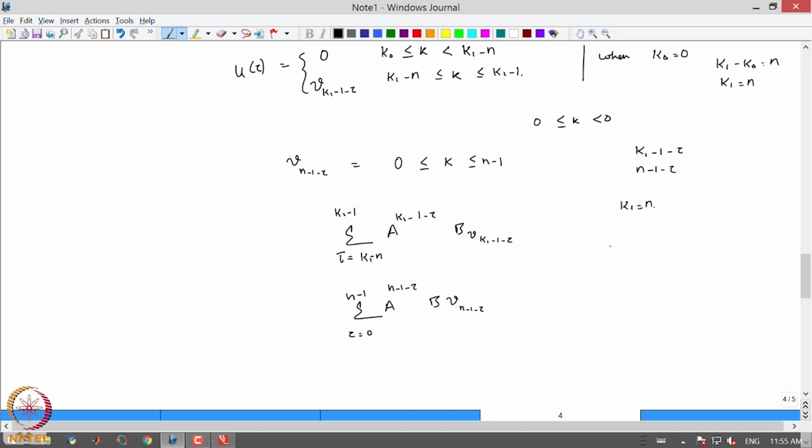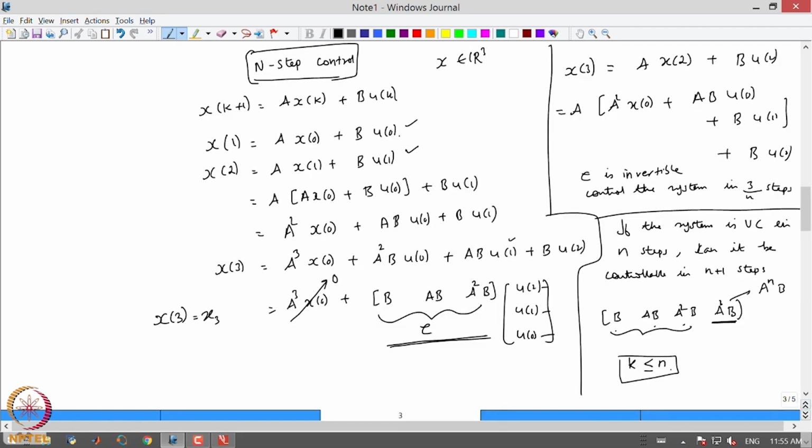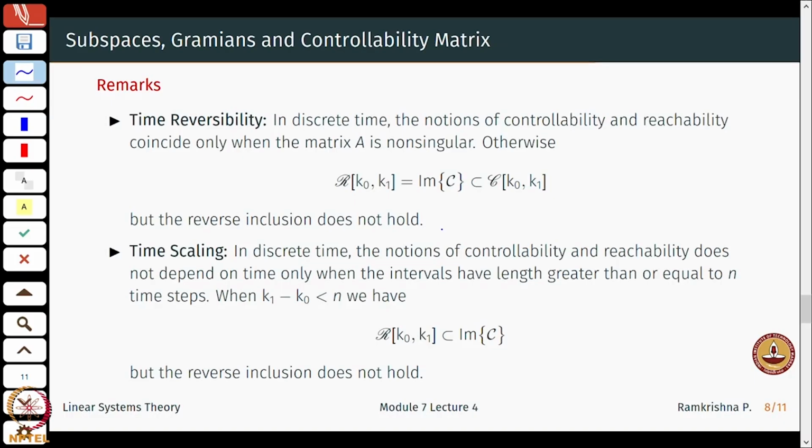So, when tau equal to 0, I will have A to the power n minus 1 B v computed at n minus 1. When tau equal to 1, I will have A^(n-2) B v(n-2), all the way till A^0 B v(0). That is what was here, right, this one. Okay. Now, what does this lead us to observe or to conclude?